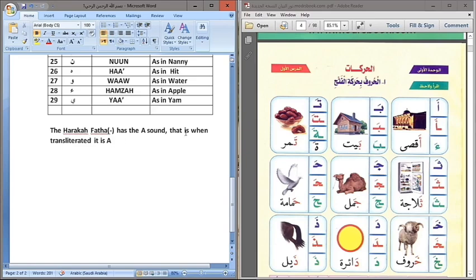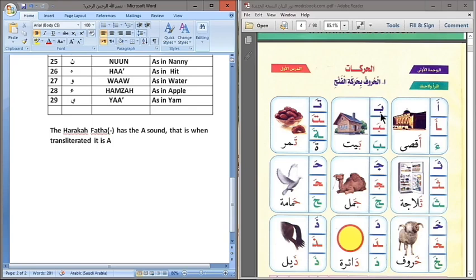So in a nutshell, this hyphen is called Fatha, and when transliterated, it is known as A. So in spelling this, we can just say Hamza Fatha A. This is Hamza, above it is the Fatha, so it is Hamza Fatha A. The next is Ba, and there are different ways one can write it.